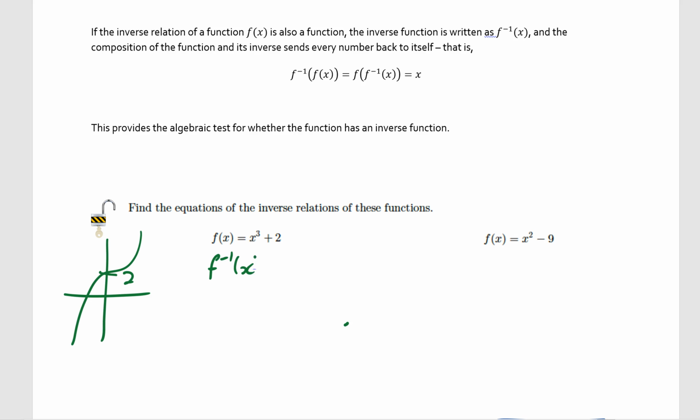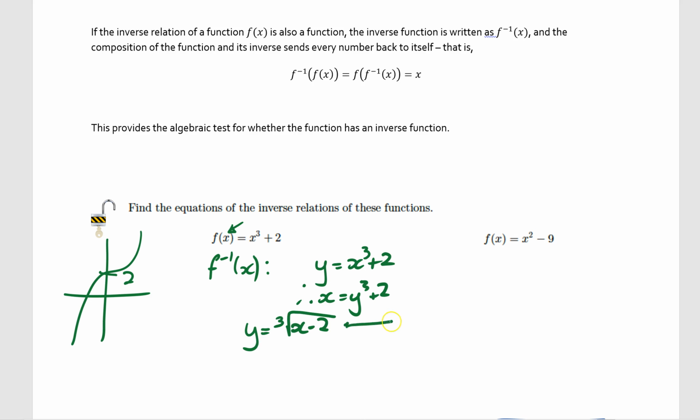The inverse function we're going to find by first of all swapping x and y, so that will give us, remember that f of x is just y, so if we say y equals x cubed plus 2, therefore swap them over, x equals y cubed plus 2, then x minus 2, when we swap that over, take the cube root, that will be y. So this is our inverse function.